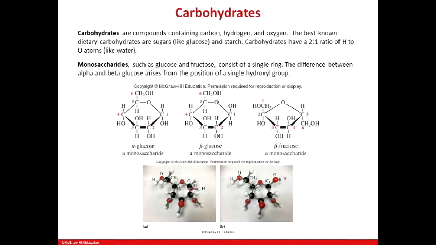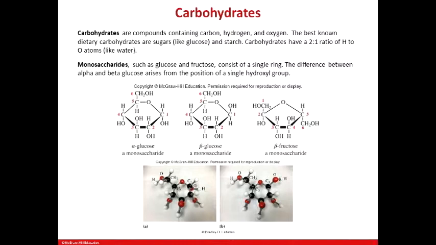So these again are the sugar and glucose. Sugars, glucose are the examples. Then we have monosaccharides such as glucose and fructose, and they have a single ring. And the difference between them, alpha and beta glucose, arises from the position of the single hydroxyl group.